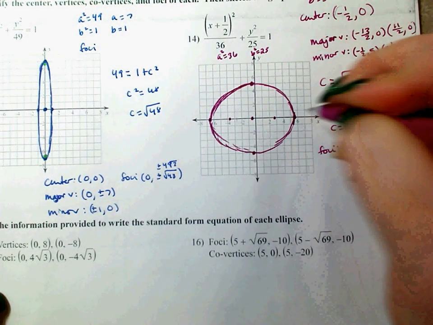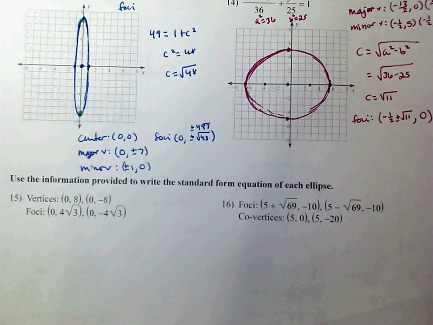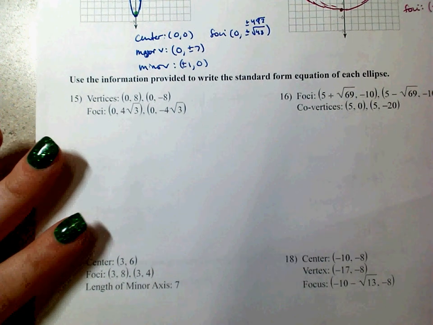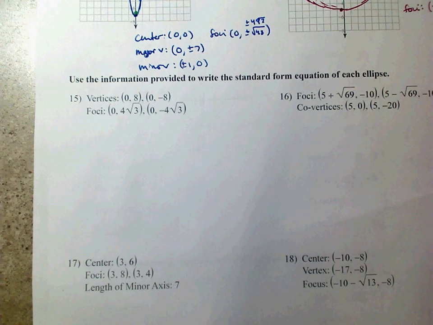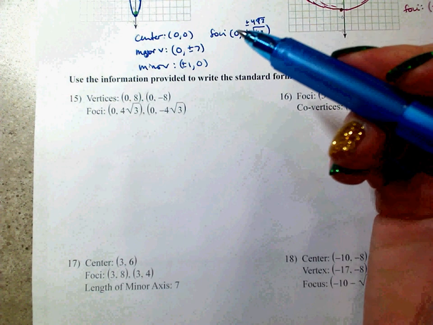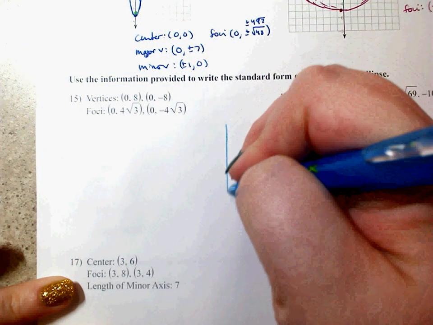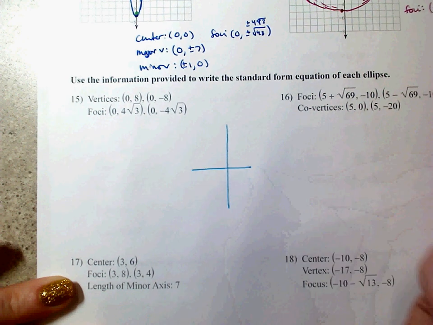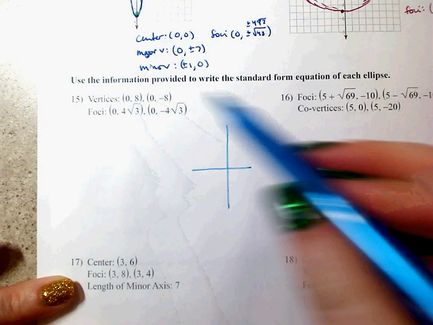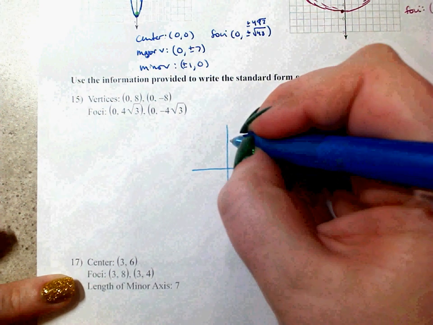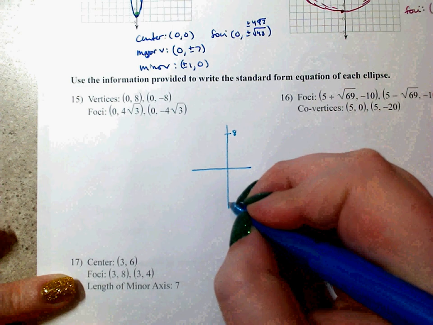Okay, so number 15. Use the information provided to write the standard form of the equation of each ellipse. All right. I know that I have vertices at 0, 8, and 0, -8. For this, it implies major when it just says vertices, and it implies minor when it says co-vertices. So 0, 8, and 0, -8, which tells me that a equals 8 and a squared is 64.